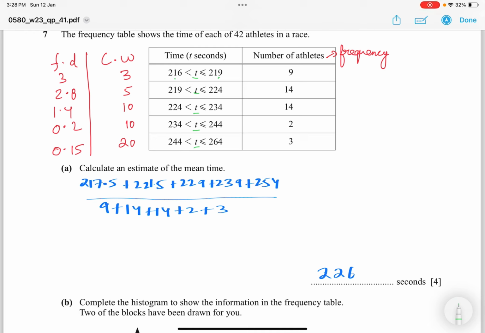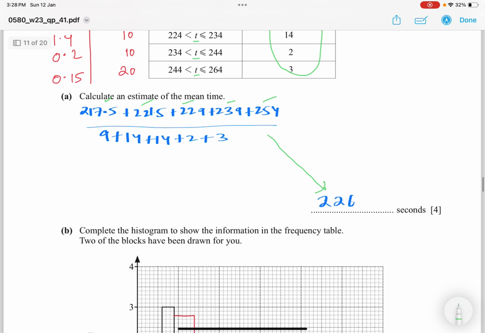You can use your calculator. That is 21.75 upon the total. That will result in 226 seconds.